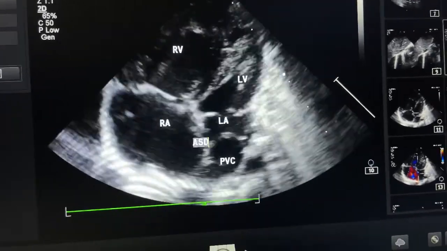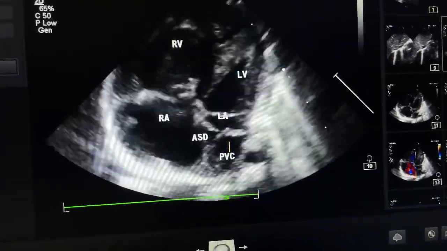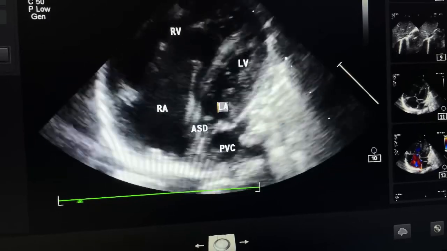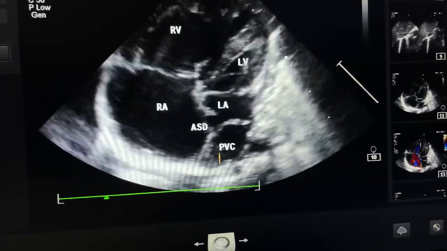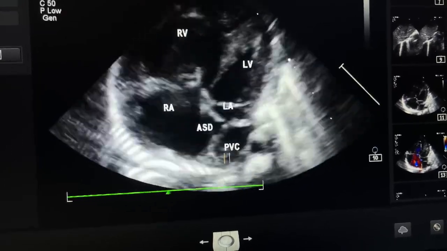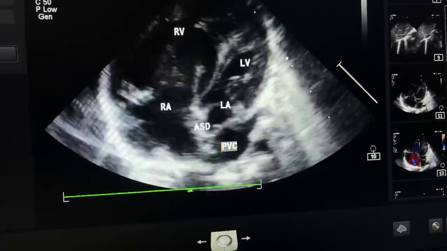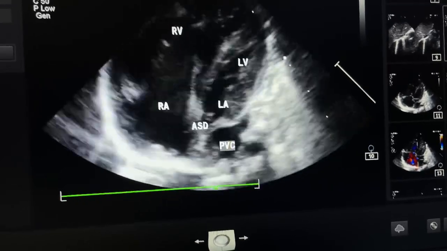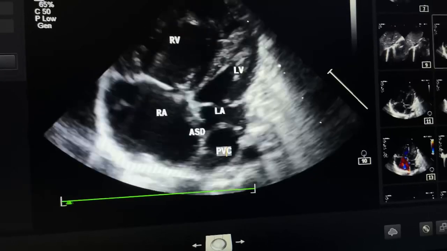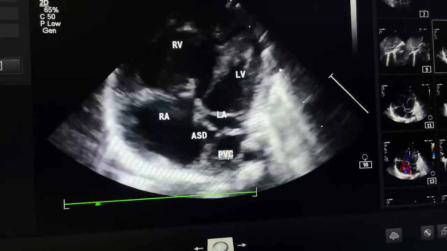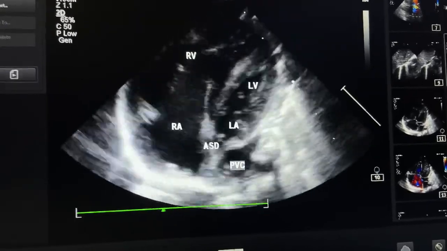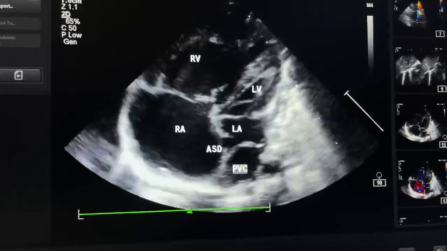atrium, this is the left ventricle, left atrium, and this is the pulmonary venous confluence. All four pulmonary veins join together and make the pulmonary venous confluence. From there, one straight vein comes and joins, in this case, the left innominate vein. Finally, the left innominate vein joins with the right innominate vein and makes the superior vena cava, and that drains into the right atrium.